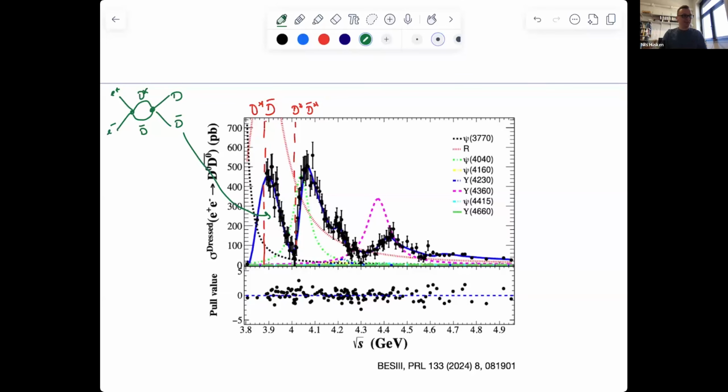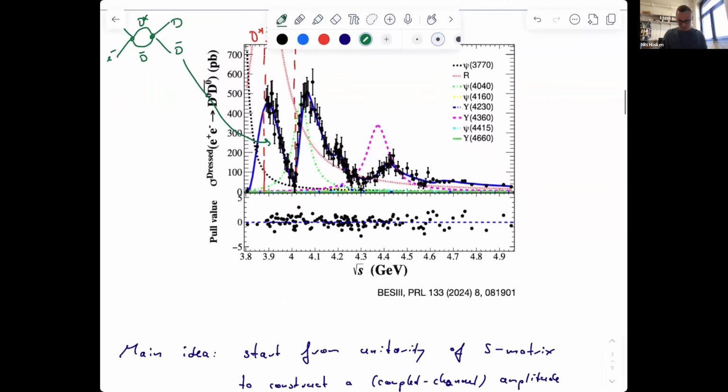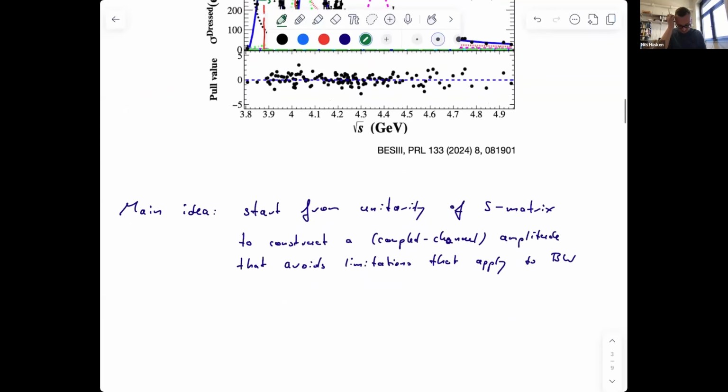I hope that's motivation enough to spend the next 40 minutes or so with me talking about K-matrices, coupled channels, and how to treat these problems in a proper way. And so the main idea of what we will be doing today is to start from unitarity of the S matrix, construct a coupled channel amplitude, or construct an amplitude per se. It doesn't have to be coupled channels, in a way that from the beginning, by construction, we avoid the limitations that apply to sums of Breit-Wigner approaches.